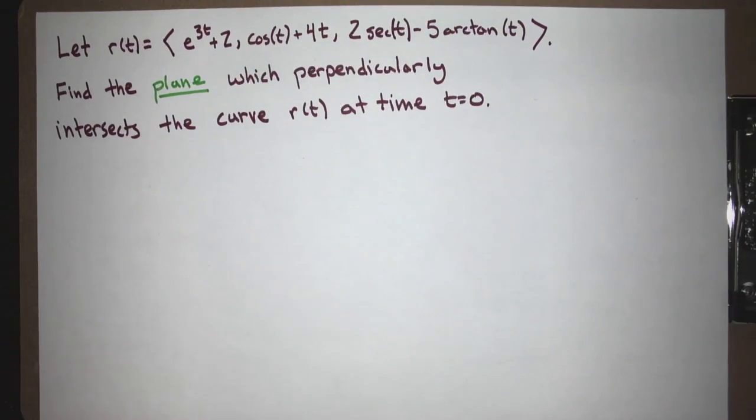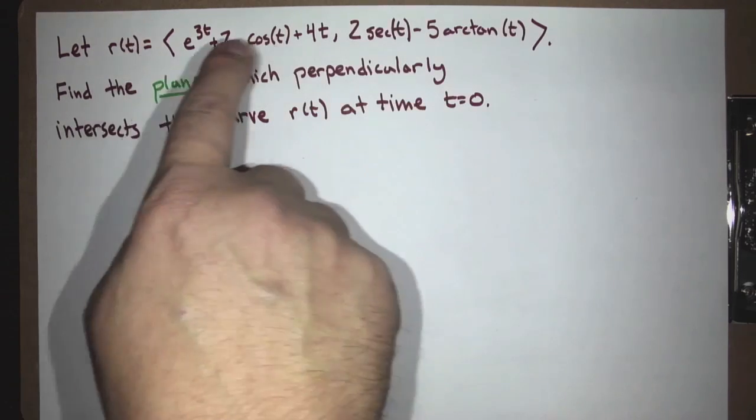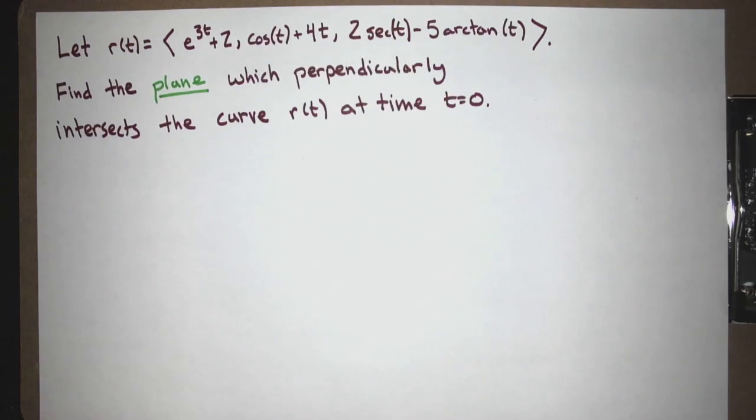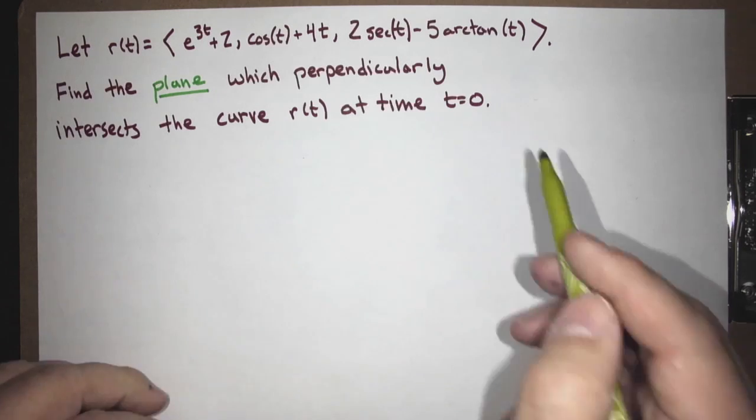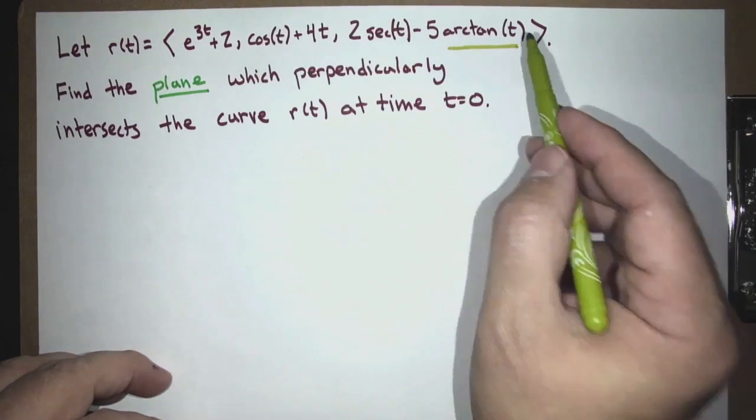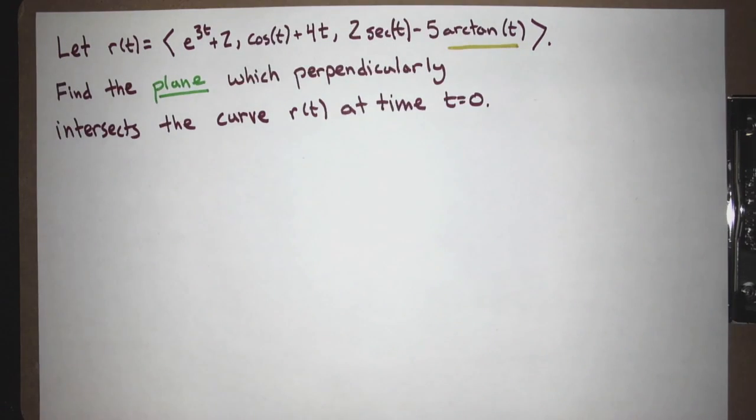So here's a curve. r of t equals e to the 3t plus 2, cosine t plus 4t, and 2 secant t minus 5 arctangent t. So we have those 3 slots. And this is a happy day. I don't know if we've had a chance to say the word arctangent in our class, but it warms your heart when you get to see it. All right.